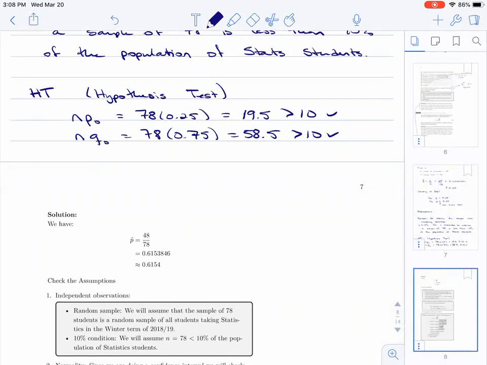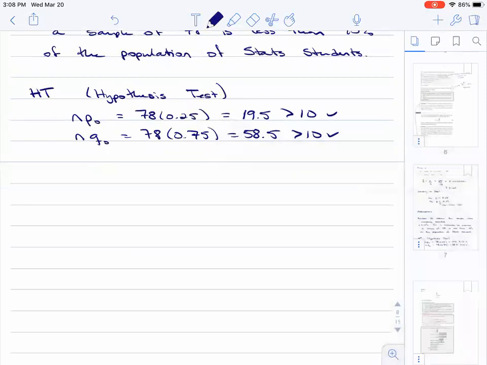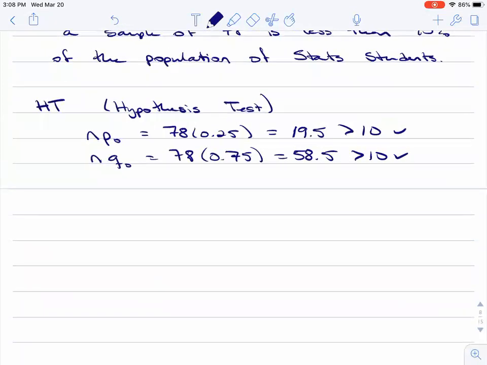Oh, I added a page at the wrong page. There. Here I'll just say the assumptions for inference are satisfied. You don't have to write that or anything. I'm just clarifying that at this point, I've checked all my assumptions. Now I can go ahead and actually do my hypothesis test.